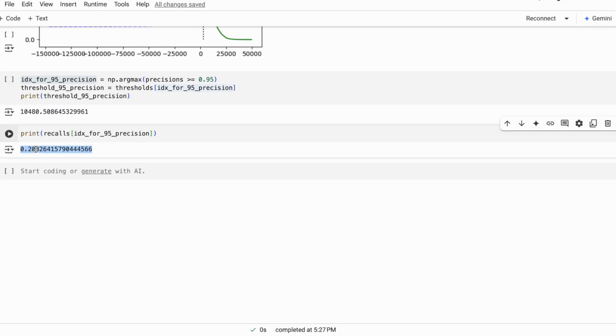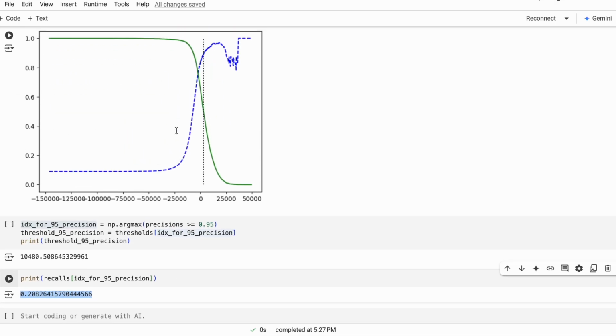Let's check the recall. The recall is only around 20%. Again, our classifier with a high threshold detects 20% of 5s from the entire training set, and 95% of 5s predicted by the model are correct.